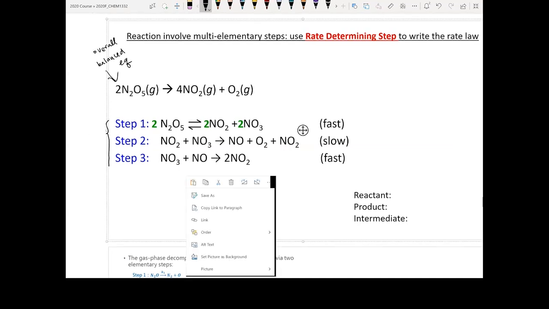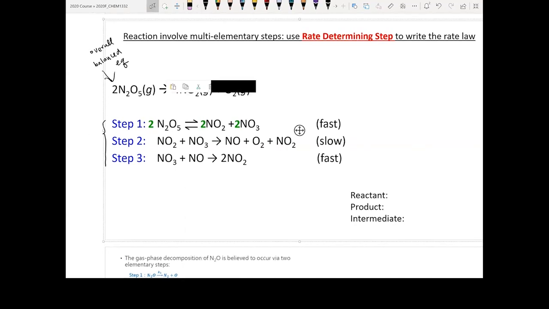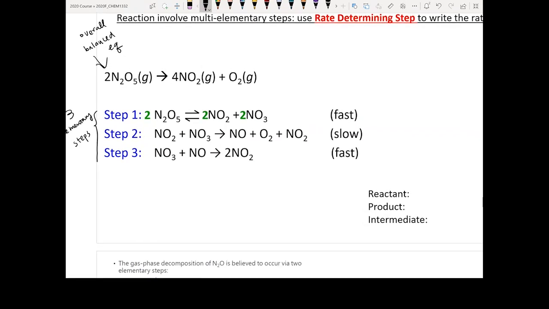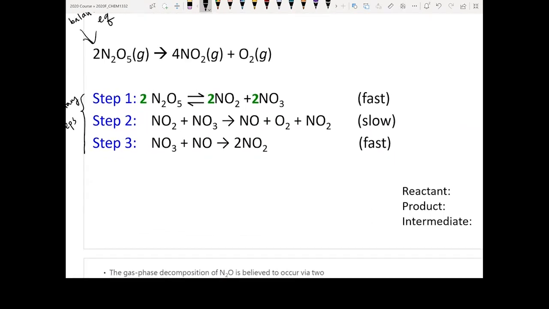And then here you see step 1, 2, 3. These are the 3 elementary steps. So in your homework, you're going to see this quite often. It will give you a few elementary steps and then ask you what is the rate law. How are you going to solve this? Okay, there are a few things you want to follow.